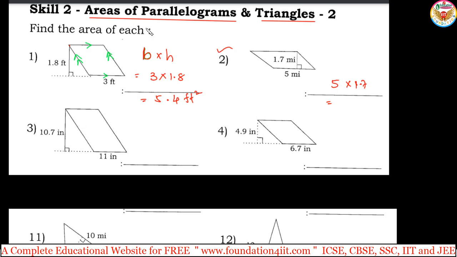Area of the parallelogram is base into perpendicular height always. So if 11 is the base, the height is the perpendicular height. Here the perpendicular is mentioned. So 11 times 10.7. Just multiply both, and you'll get the answer in decimals if the question is in decimals.